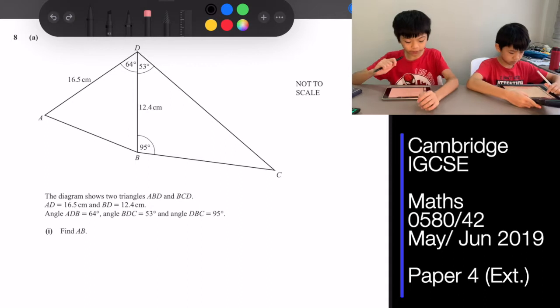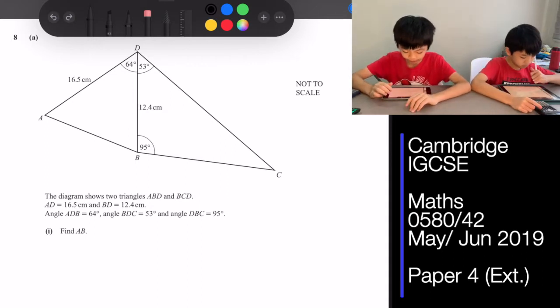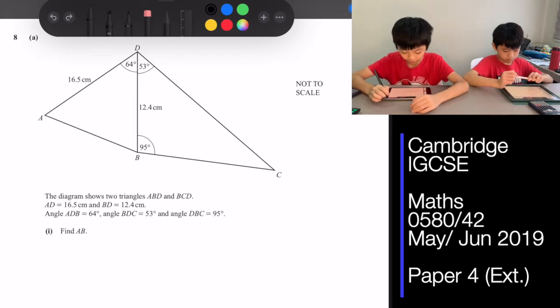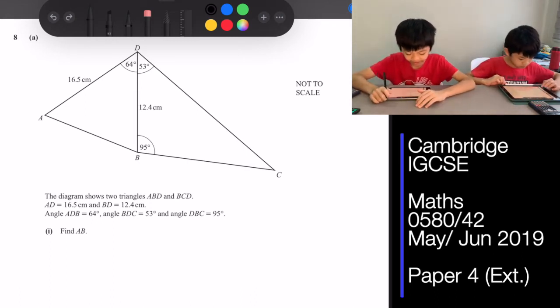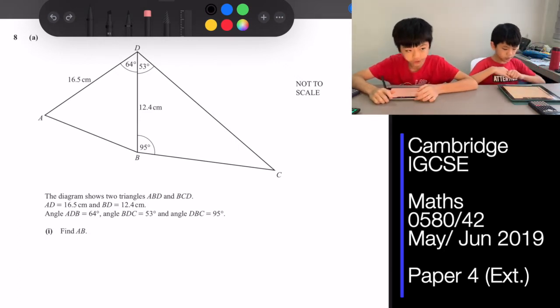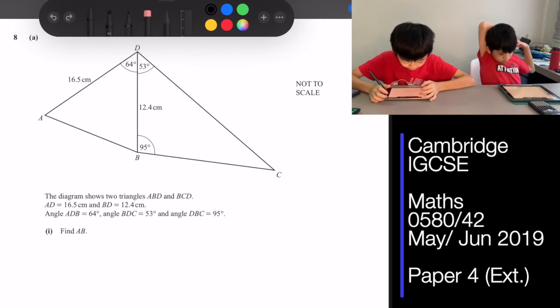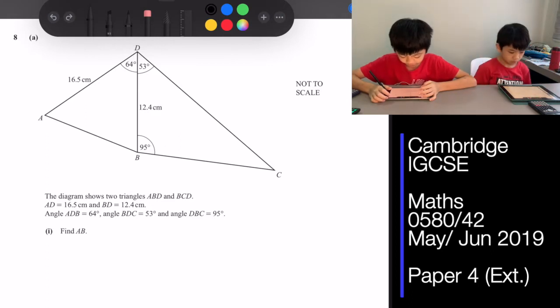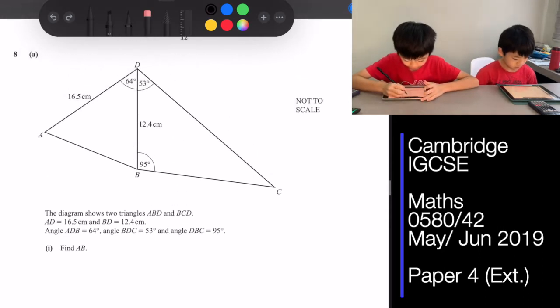For question 8A, the diagram shows two triangles, ABD and BCD. AD is 16.5 and BD is 12.4 centimeters. Well, they've already labeled it for us. Angle ADB is 64 degrees, angle BDC is 53, and angle DBC is 95. Find AB.